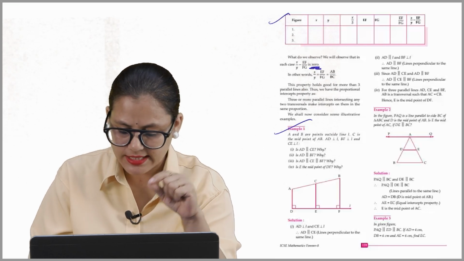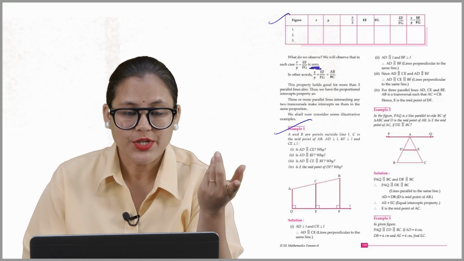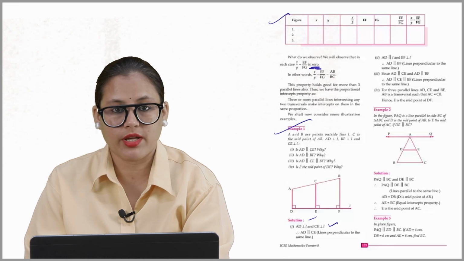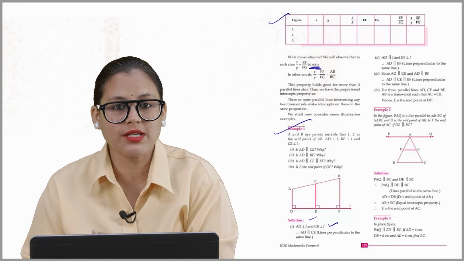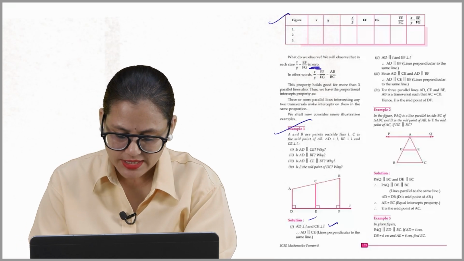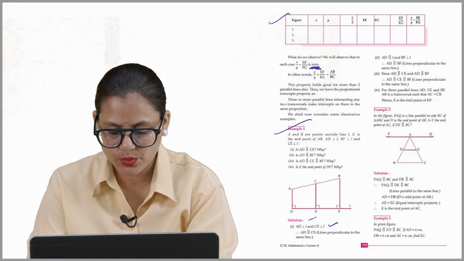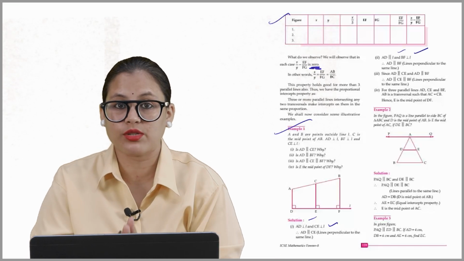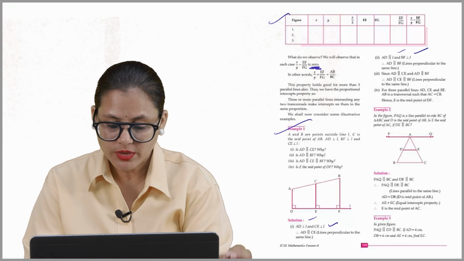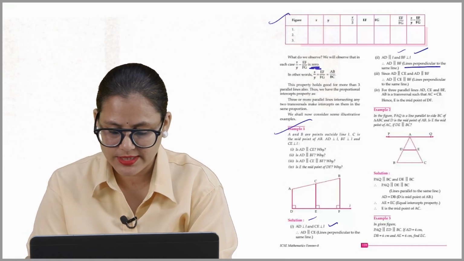Now, first: is AD parallel to CE? If yes, then why? So, AD is perpendicular to L and CE is perpendicular to L. Therefore, AD is parallel to CE because lines perpendicular to the same line are parallel. Next, is AD parallel to BF? Why? See, AD is perpendicular to L and BF is perpendicular to L. As you can see, BF is perpendicular to line L. So, therefore, AD is parallel to BF because they are lines perpendicular to the same line.